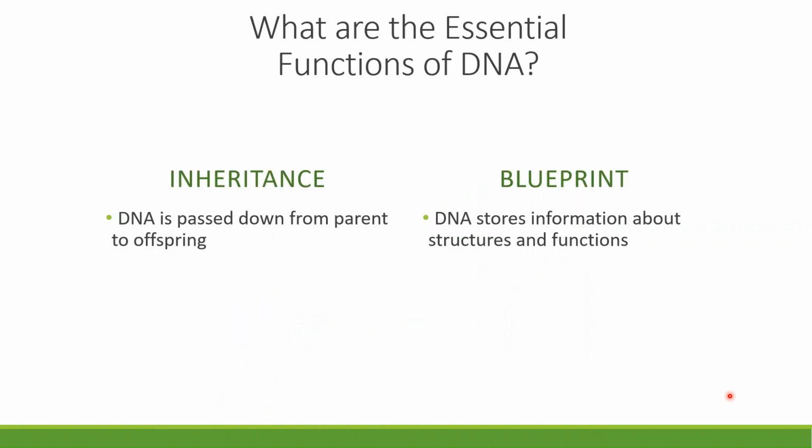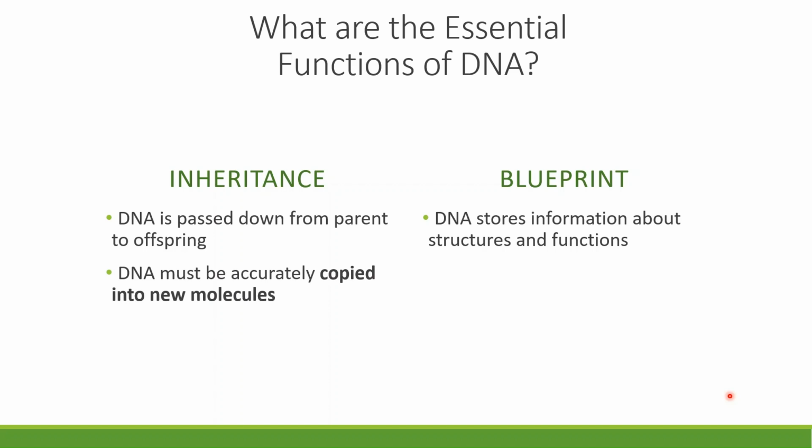Okay, so what are the essential functions of DNA? Well, for one, it's very important for inheritance. So it's a code book that can be passed from one generation to the next. The other thing it's really important for is storing information in order to execute certain functions or to create certain structures in the cell. In order to be a form of inheritance, it has to be heritable, right?